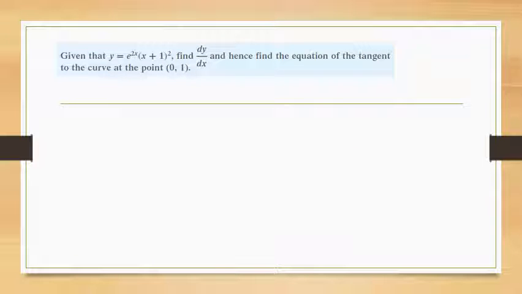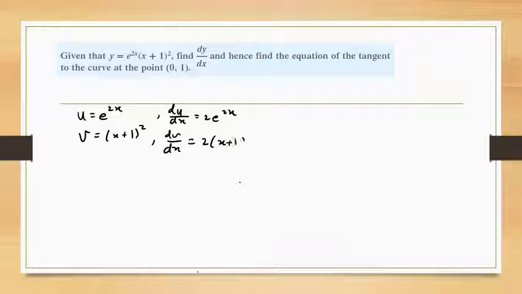Alright, given that y is equal to e to the power 2x times (x plus 1) all squared, find dy dx, and hence the tangent to the curve at the point (0, 1). So let's do u equals e to the power 2x, v equals (x plus 1) all squared, and du dx equal to 2e to the power 2x, dv dx is equal to 2 times (x plus 1), and then you take the derivative of the inside, which is the same.